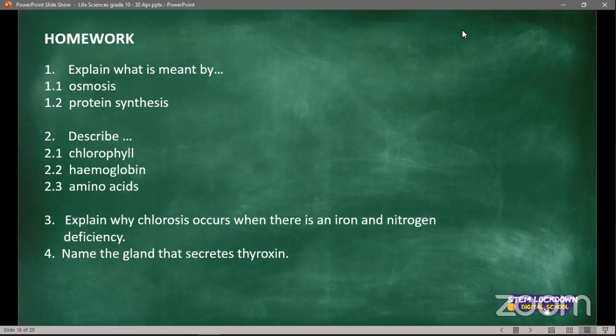So Ms. P is asking if animals get kwashiorkor. I'll answer you. Let me just quickly read through this first. Number 3, explain why chlorosis occurs when there is an iron and nitrogen deficiency. Number 4, name the gland that secretes thyroxine.